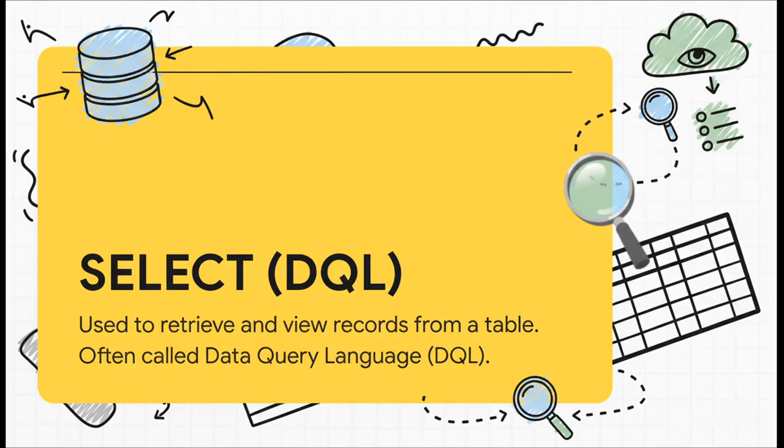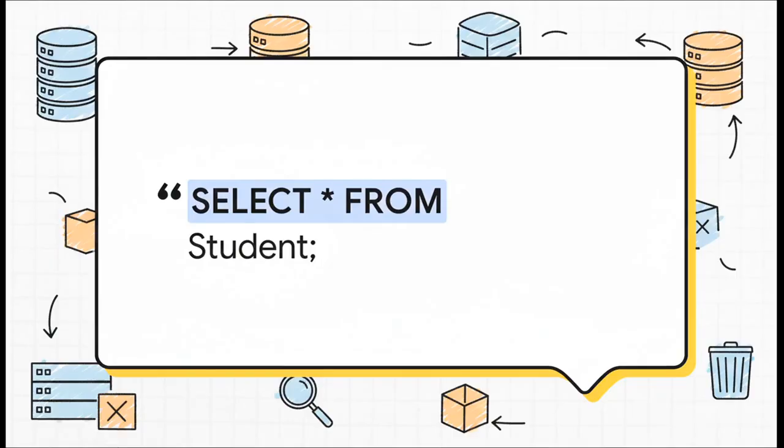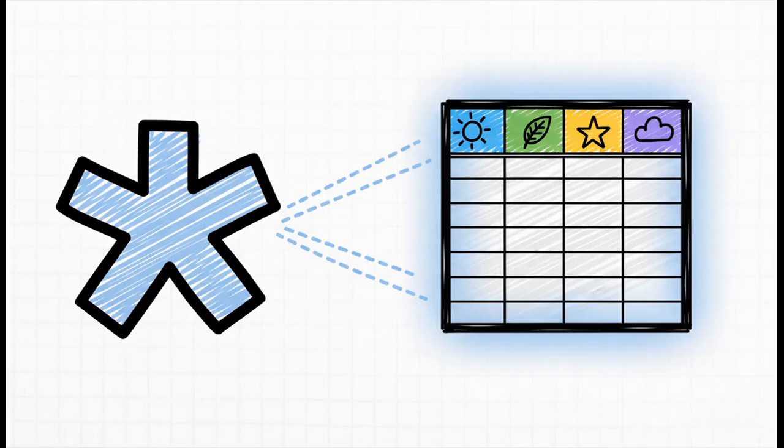Now, some people will correctly point out that select is technically part of data query language, or DQL, because its main job is to ask questions. But it is so fundamental to working with data that we always discuss it along with our main DML commands. And here is the most common, most classic way you will see it used. Select asterisk from student. This is just the universal way of saying, hey, database, please show me everything that's in the student table. You see that little star symbol, the asterisk? Well, that's just a simple shortcut that means all columns. So when you run this one command, the database shows you everything, every single column and every single row from that table. It gives you the complete picture.